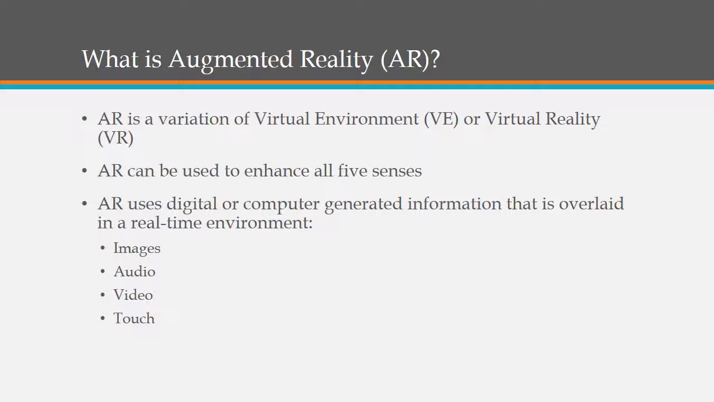So what is augmented reality? Augmented reality, otherwise known as AR, is a variation of virtual environment, known as VE, or virtual reality, known as VR. Virtual reality technologies completely immerse a user inside a synthetic environment, and while immersed, the user cannot see the world around them. In contrast, augmented reality is taking digital or computer-generated information, whether it be images, audio, video, and touch, or haptic sensations, and overlaying them in a real-time environment.